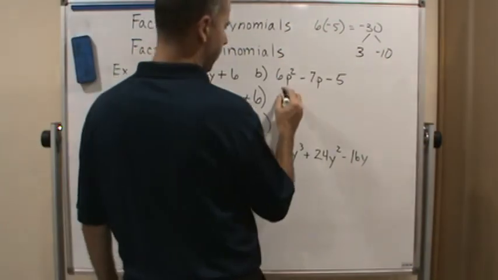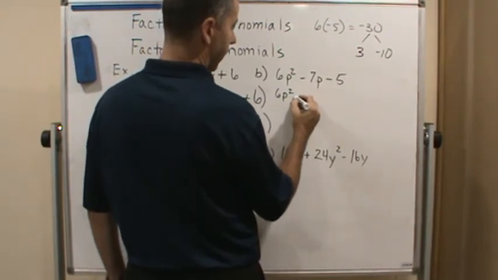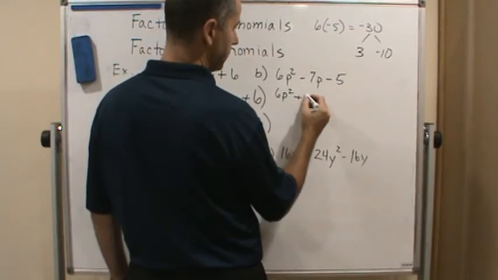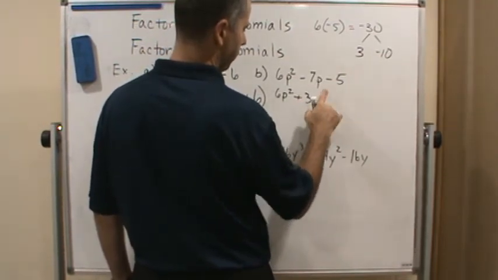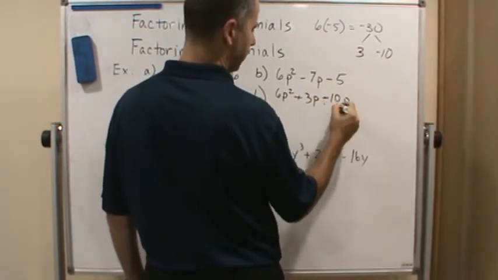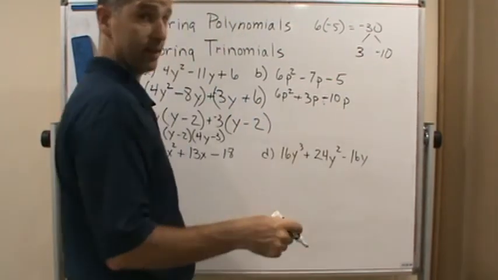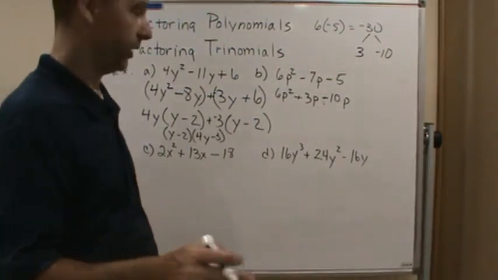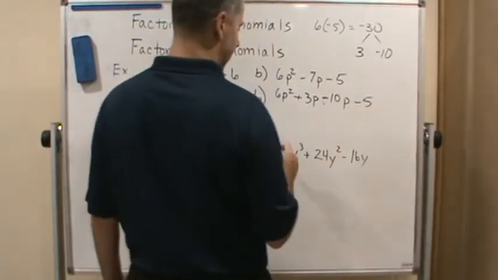So now I'm going to decompose. So I'm going to write this as 6p squared, and it doesn't really matter, so let's do plus 3p minus 10p. I could have written it 10p minus 10p plus 3p. It doesn't matter. It'll still work. And then minus 5. Okay, now I'm going to group it again.